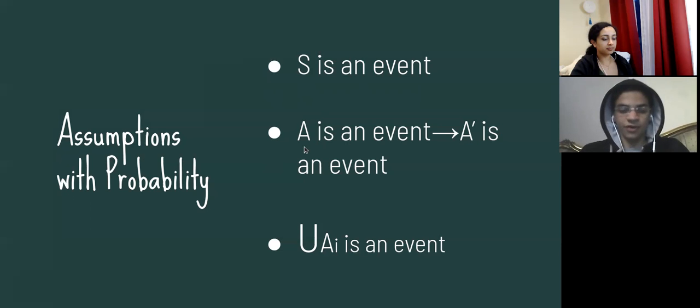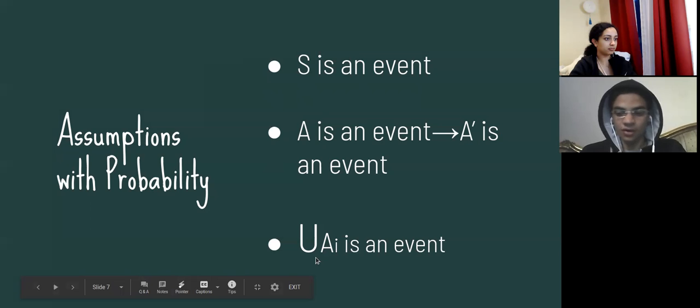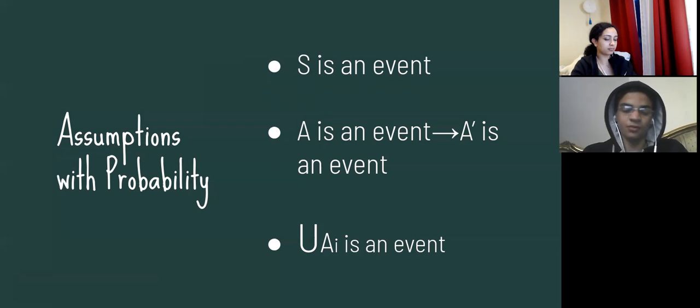So if the appearance of number one on a die is an event, we'll assume that the not appearance of number one on the die, or the appearance of any other number, is also an event, and we can calculate the probability of that. And the last one is that the union of a group of events is an event. So, for example, if I take the probability of getting 2 or 3 out of the die, we can calculate the probability of this. We will assume that this is an event that I can describe with probability.